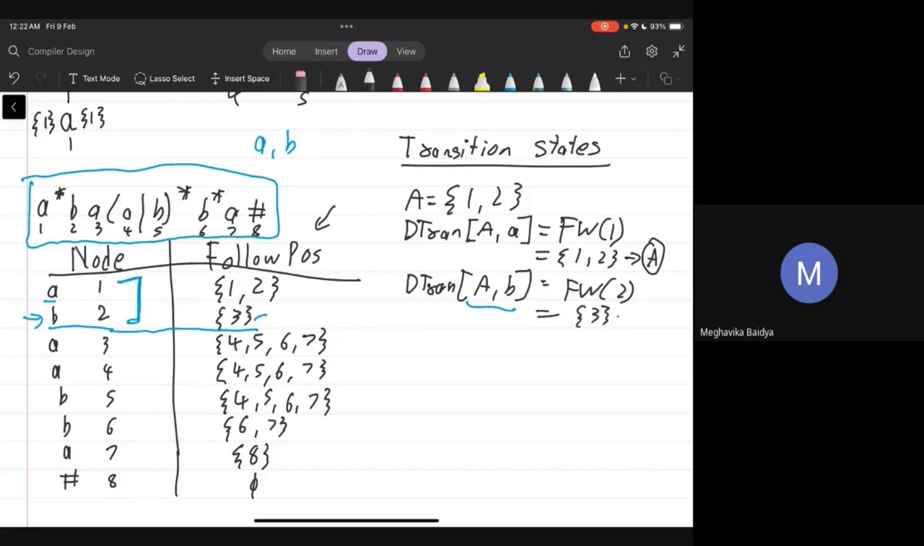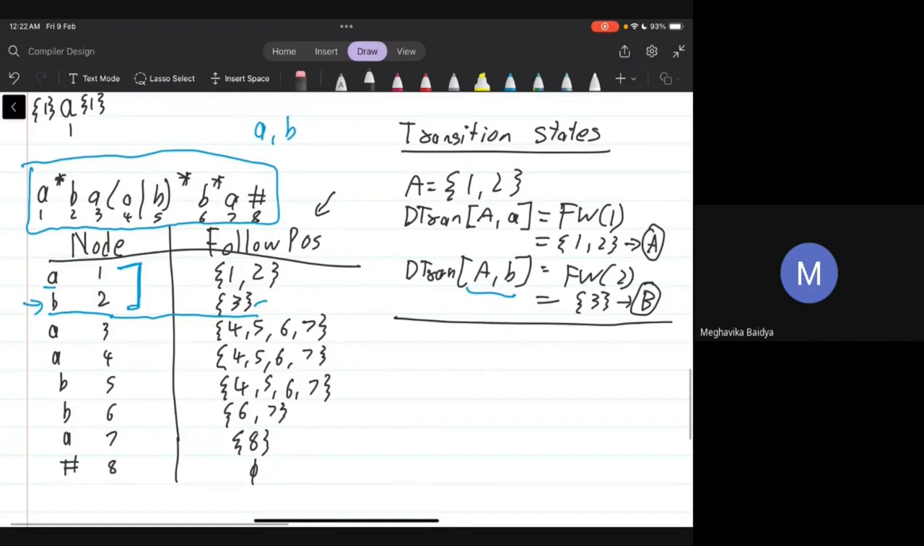And since this has not occurred before above, we'll write this as a new state B. And now we go to our next transition. Now we do Dtran of B comma A equals. Now we know that B is 3. So we check this one here now. Let's erase this. We are going to check 3 for matches with A. So we will write Dtran of B comma A equals followpos of 3.